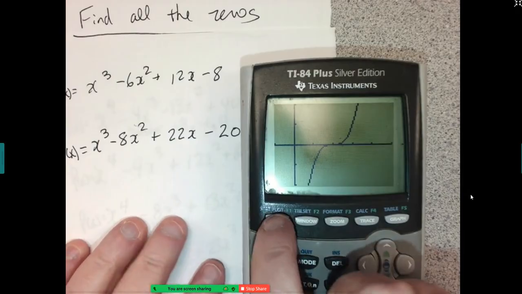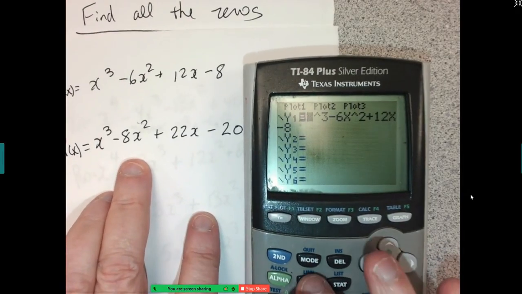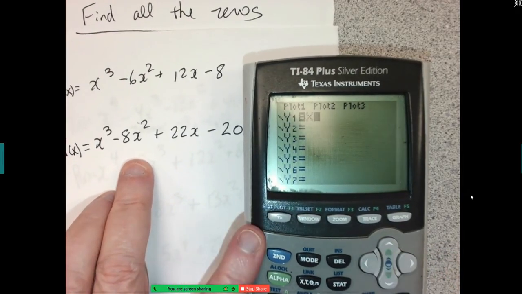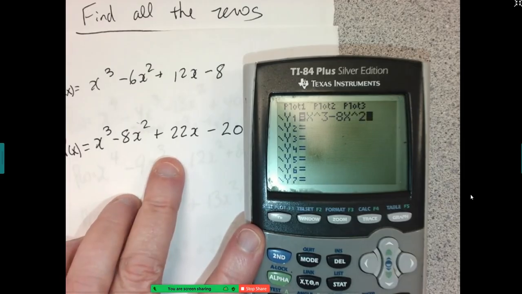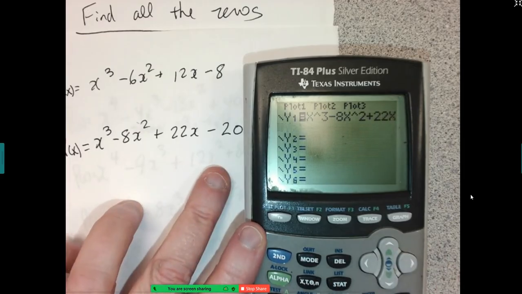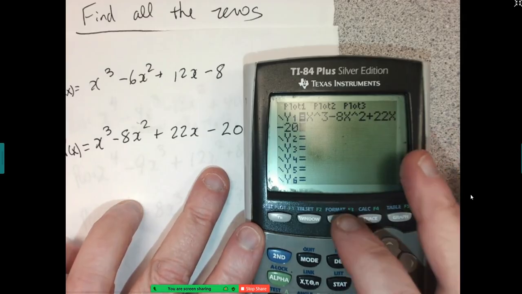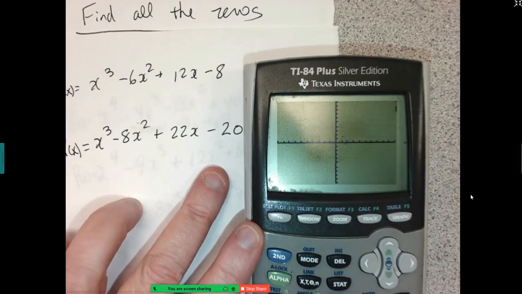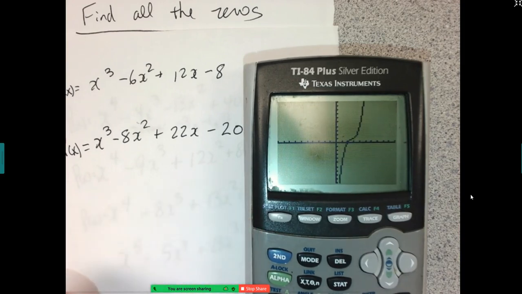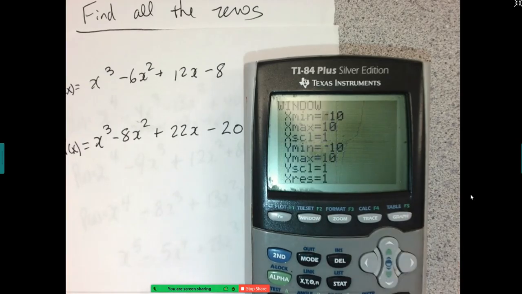Let's see what happens when we put this one in. So I'm going to clear out the old one. So x cubed minus 8x squared plus 22x minus 20. And I'll do a zoom 6 on that one. Okay. Well, something seems to be going on there. Again, I'm going to refine my window.